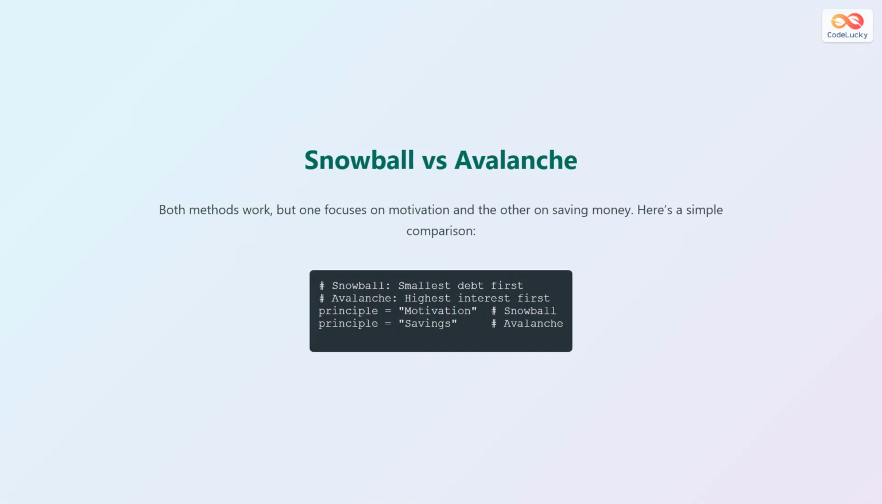Both methods are effective, but focus on different goals. The snowball method is about building motivation with quick wins by paying off small debts first. The avalanche method is designed to save money by paying off high-interest debts first. Choose the one that best fits your personality and financial situation.